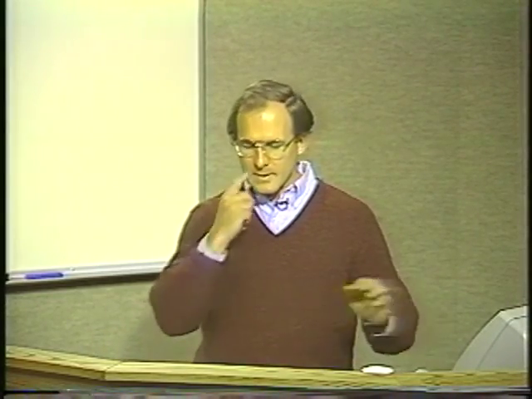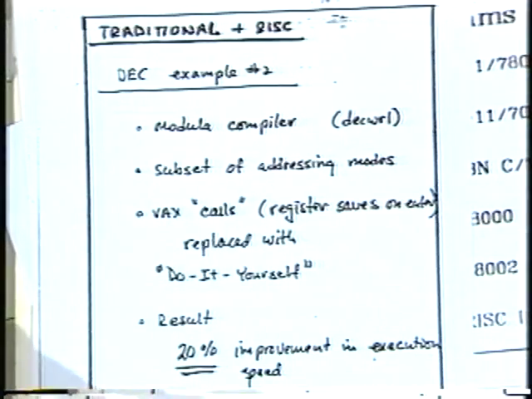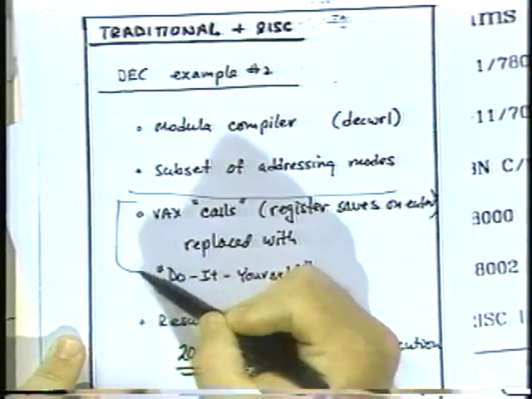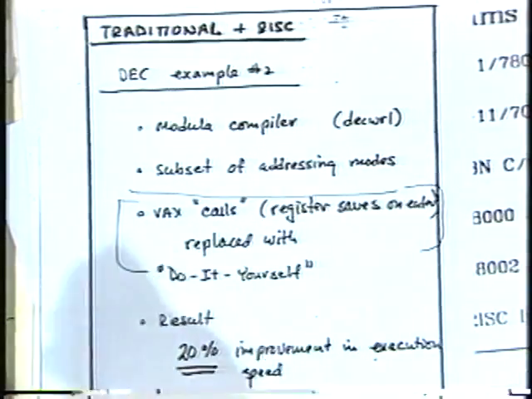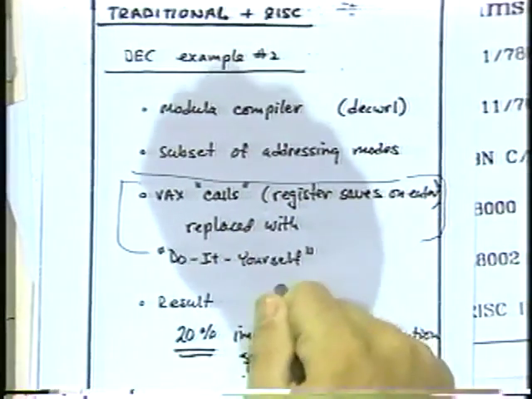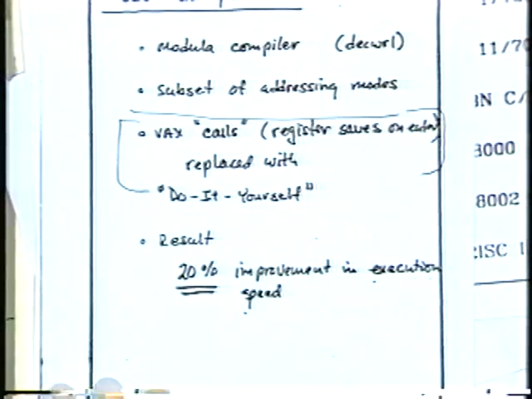Another example of traditional machines and RISC is work that was done by DEC on their Modula compiler by Michael Powell, who works in their research group. It's one of the best optimized compilers at DEC. He went to a style of subsetting the architecture, and the most interesting subset he did was replacing the CALLS instruction. The CALLS instruction does everything you'd want in a procedure call. He replaced that with a do-it-yourself strategy using simple instructions, and that one change made programs run 20% faster.